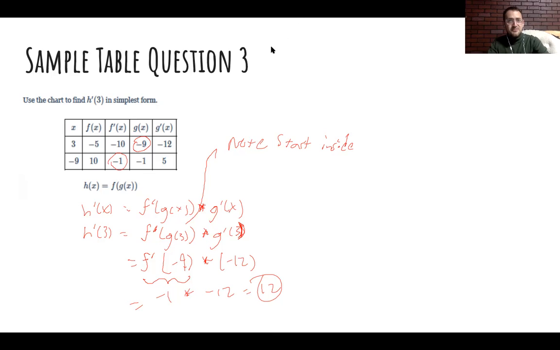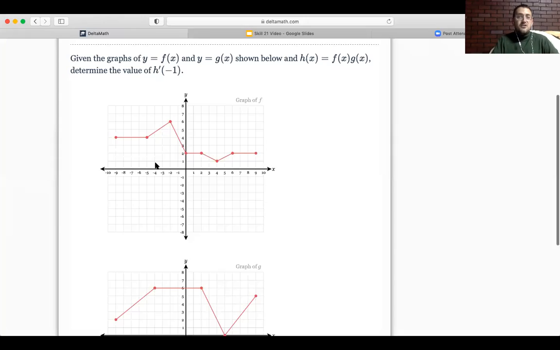All right, now let's look at some graph ones. So here are derivatives graphically. You want to treat these very similar to the way that the table of values are, with the exception that when we do our h prime of x, we are going to use the graphs instead after we come up with the initial setup.